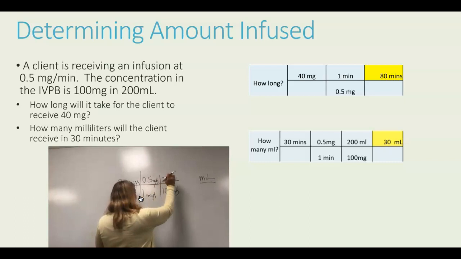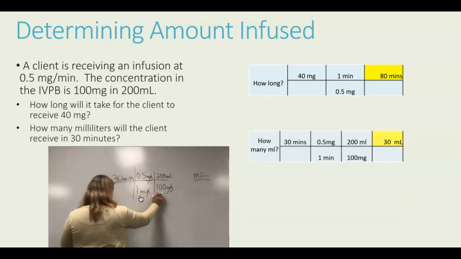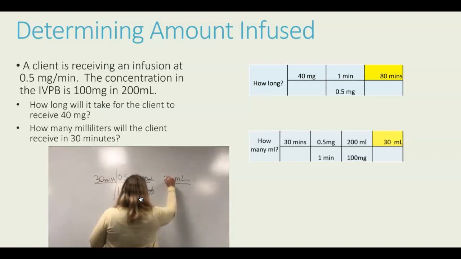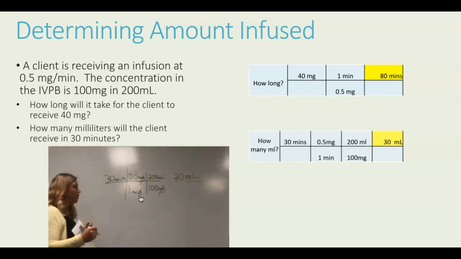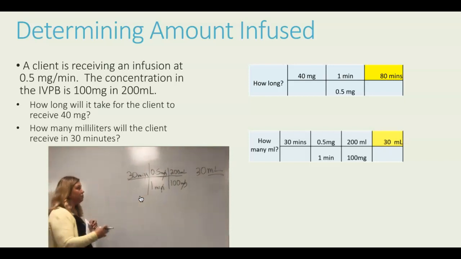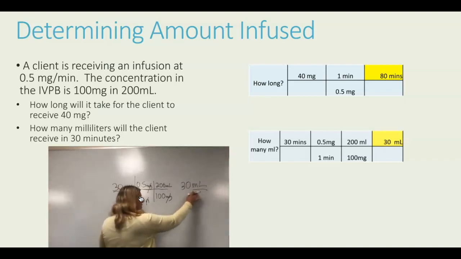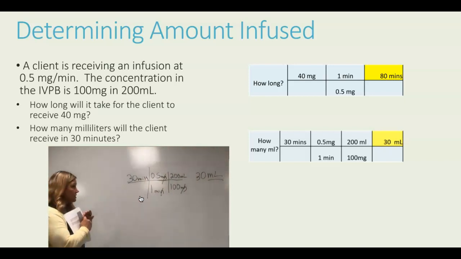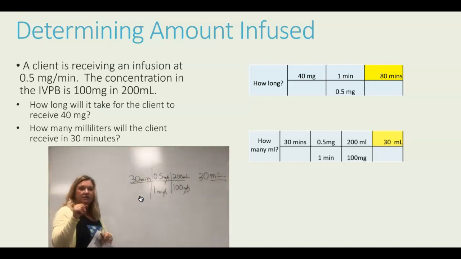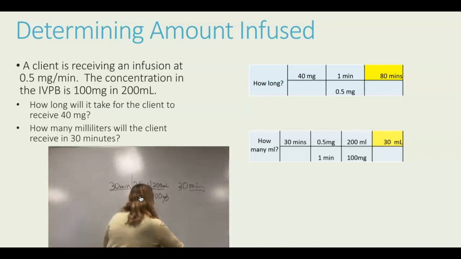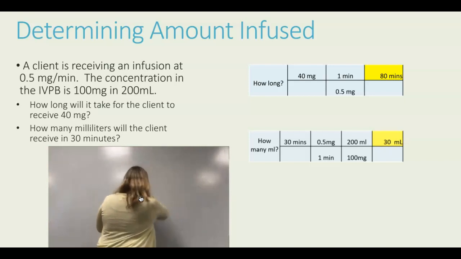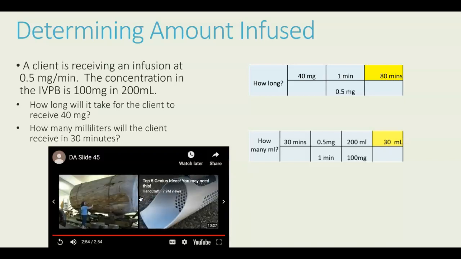30 times 0.5 times 200 divided by 100, and if you do all the math, that's going to be 30 milliliters, okay? You just have to learn to set up your problem just to answer for what it's asking you. And again, just get in that practice and kind of work those things out. And again, if you get stuck somewhere, don't hesitate to reach out to me or your instructor. We'll help you work through it. Okay. All right, moving along. We are almost done.